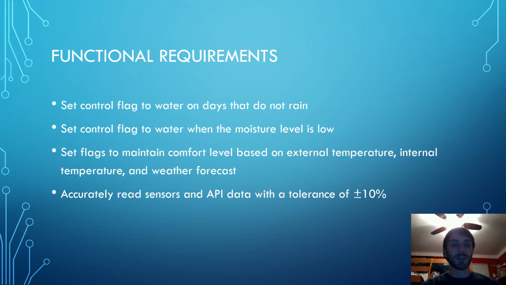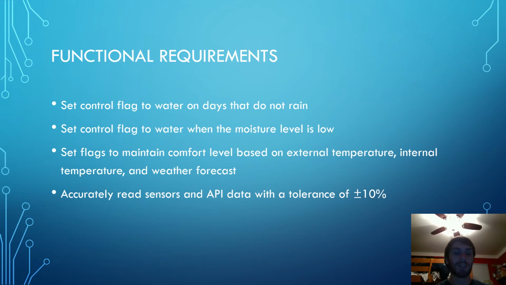So for the functional requirements, we needed to set a control flag to water on days that don't rain, set the control flag to water when the moisture level is low, set flags to maintain comfort level based on external temperature, internal temperature, and the weather forecast, and accurately read sensors with a range of 10%. So if you remember in the demo, there was a little bit of delay with reading the sensor, but that's probably because we were reading it so fast. So we would say that this requirement was met because, based on our testing, we were able to determine that the temperature of the basement was about 67 degrees, and as you could see, we were measuring about 68 there.